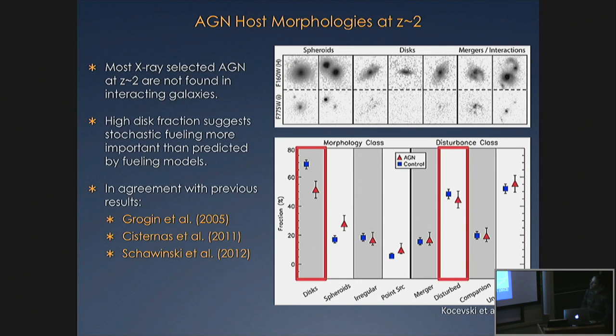In fact, the only difference we see between the two populations is a slight enhancement in the spheroid fraction among the AGN hosts. Like I said, this is in agreement with previous results. Several studies, dating back to the ACS surveys, the GOODS surveys, found exactly the same thing. So this got us thinking: is there a chance that we're missing some of the most disturbed sources? Could there be a connection between nuclear obscuration and these disturbed morphologies?